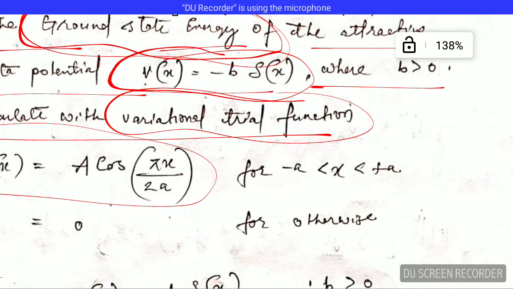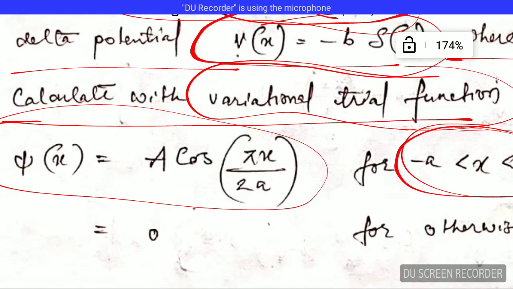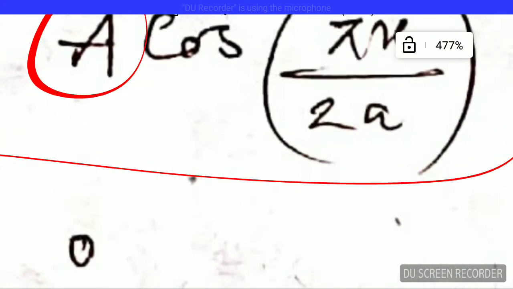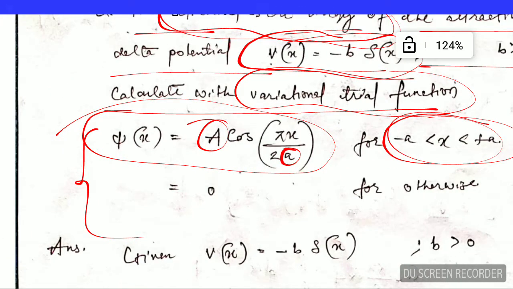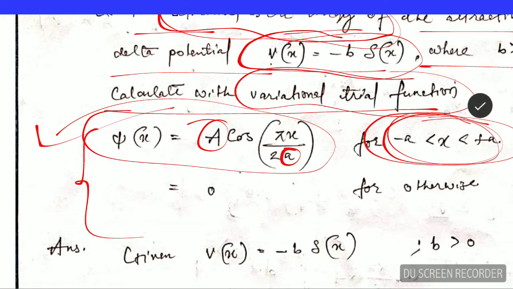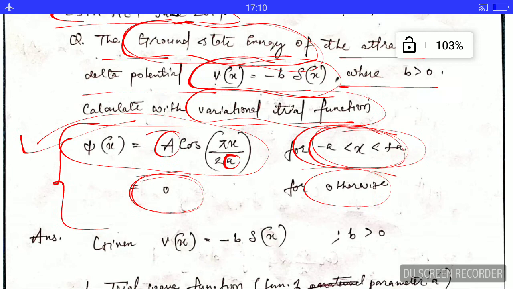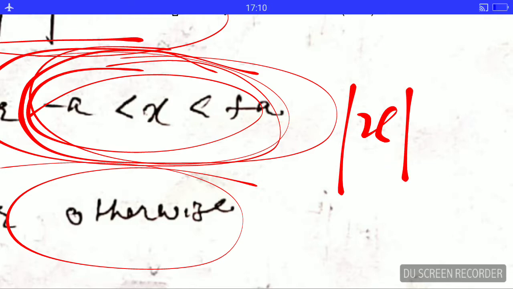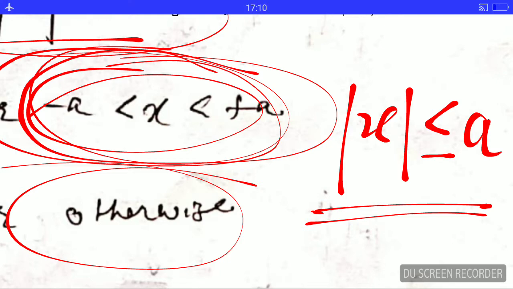The trial wave function is defined here for x in this region. Here you may see that A is some constant, and this small a is the variational parameter. For this range of x, the function is defined, but for other values of x, this function is not defined. It is important to note that this range can also be written like this.